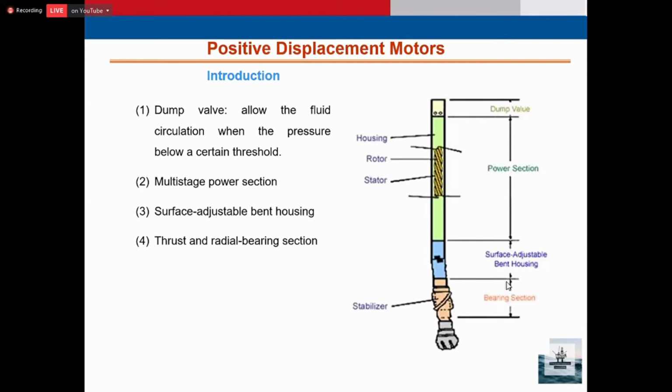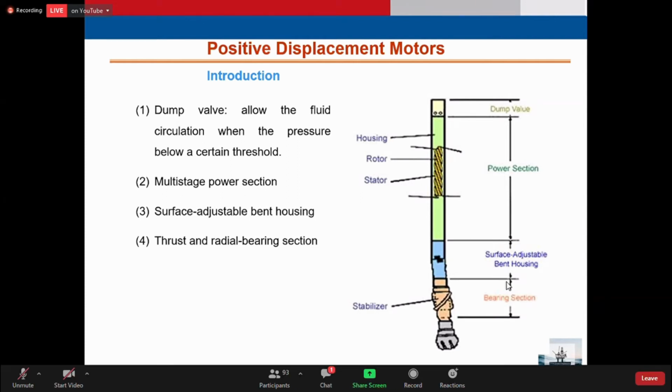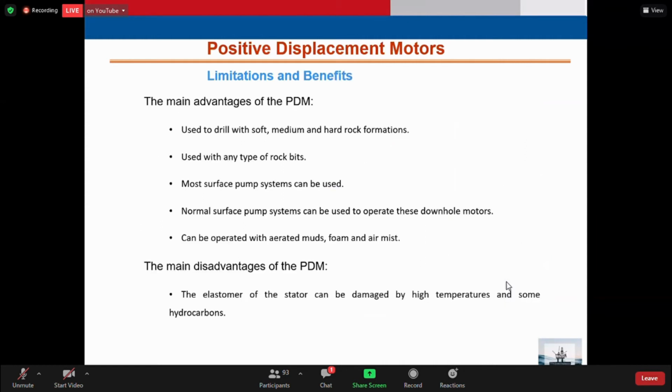The surface adjustable bent housing is adjusted to make the desired direction or desired building angle or dropping angle. The fourth section is the bearing section. There are 2 types of bearing section: thrust and radial bearing section. Thrust bearing sections allow it to withstand the vertical loads and radial loads that result from the drilling operation, and protect the mud motor from failure due to any issues or loads subjected to it during drilling.